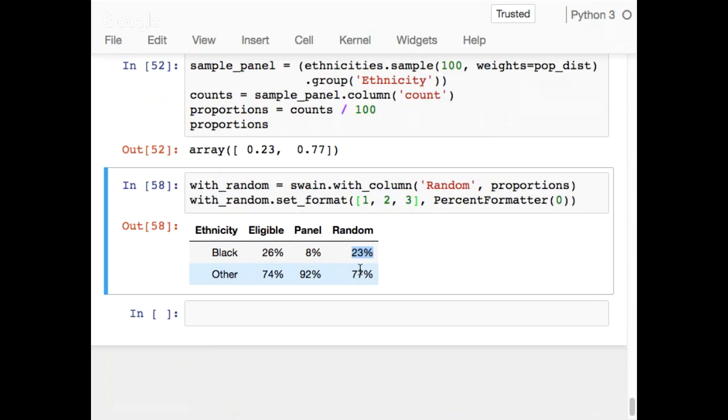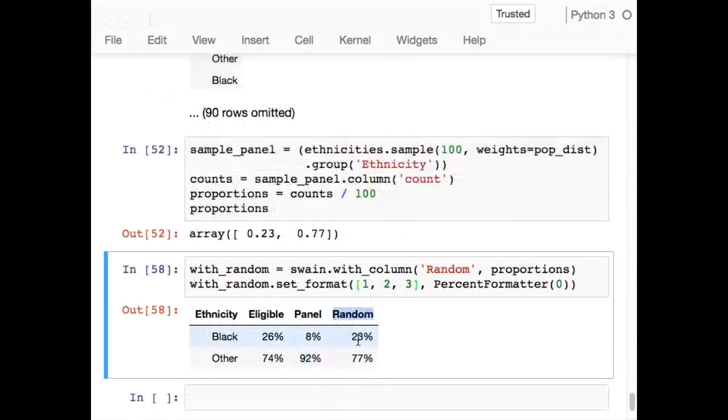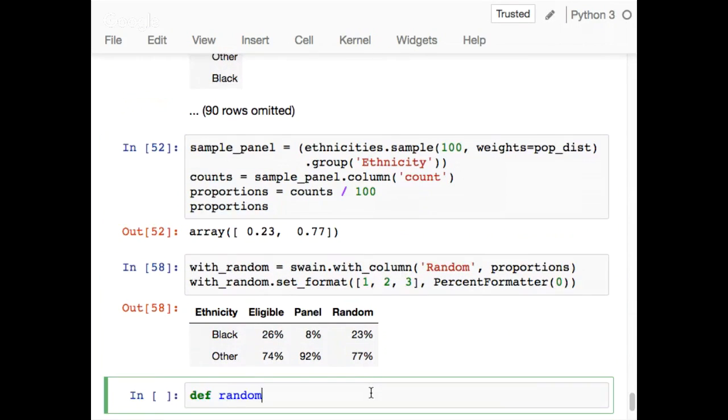Now what I want to do is draw multiple panels. Okay, so I draw a bunch of panels and see whether this panel right here is likely to appear by random chance. So I have to do this a bunch of times, right? So I'm going to put that into a function so I can repeat it. I'll do def random jury panel.